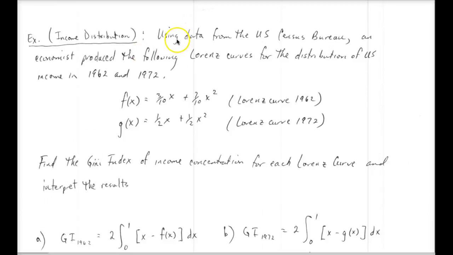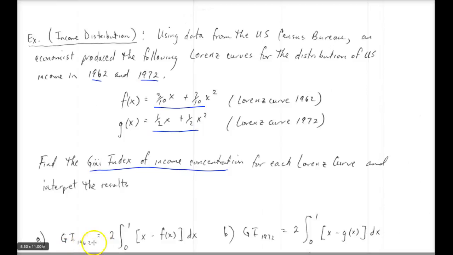So for this one, this says, using data from the U.S. Census Bureau, an economist produced the following Lorenz curves for the distribution of U.S. income in 1962 and in 1972. And so in 1962, we see that this is the Lorenz curve, and in 1972, that is it. And what we want to do is find out the Gini index of income concentration for each Lorenz curve, in other words, for each year. And basically, we want to figure out was the income distribution better or worse from 1962 to 1972.